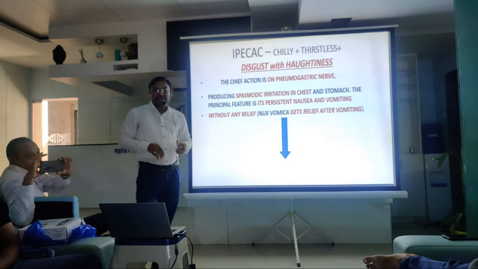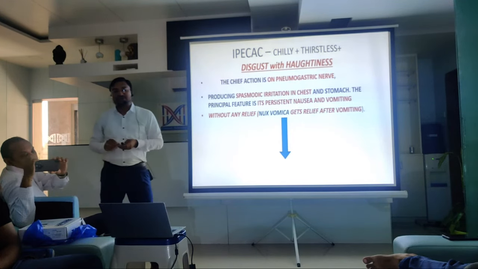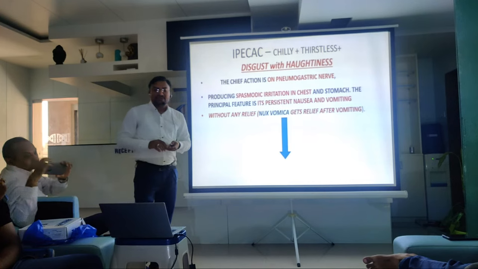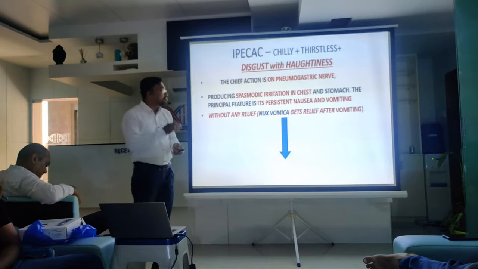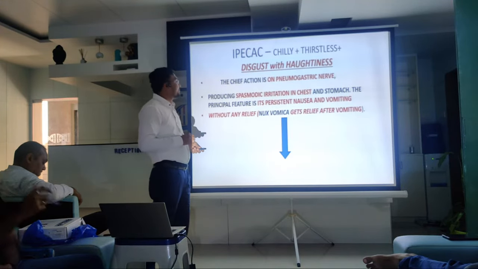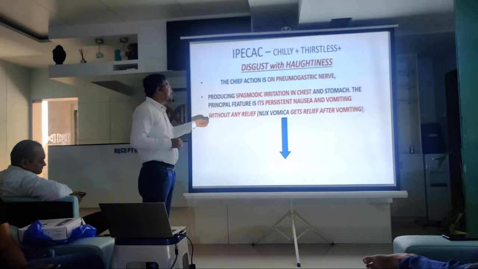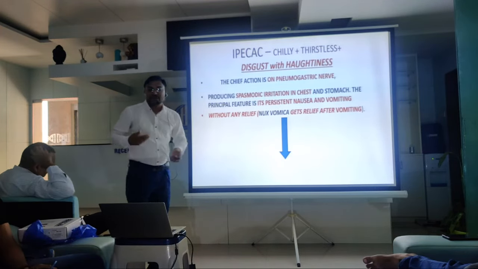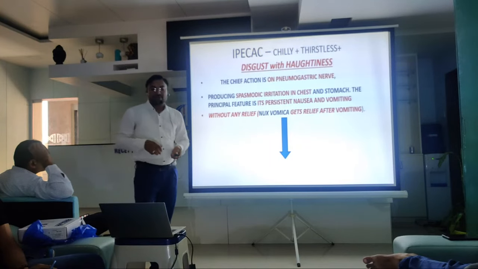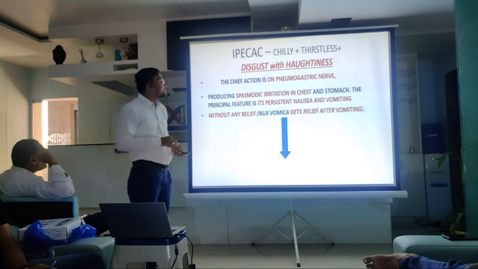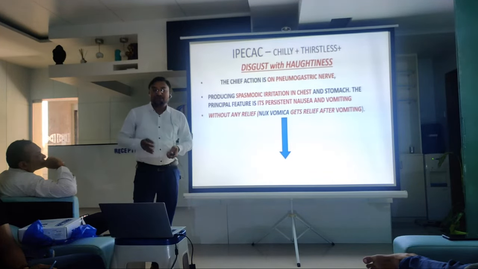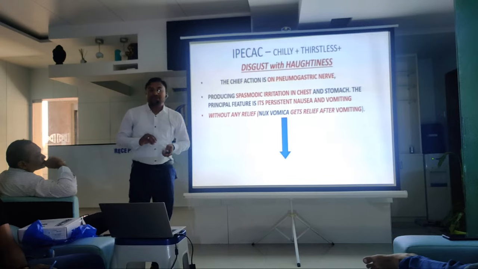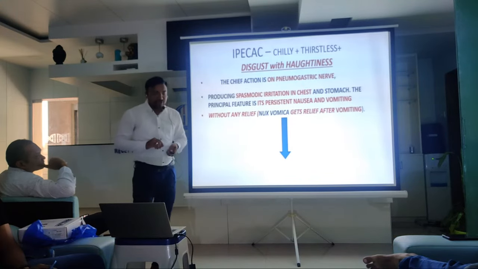So this is constantly concomitant with any pathology. If there is a cancer, or if it is metrorrhagia, brain tumor, whatever it is, if this feature is constant, you can think of Ipecac. And it is without any relief. So this is a constant discontent. There is no relief even from any emetic. Most cancer patients have taken chemotherapy and you can see that the patient has very severe nausea and vomiting. Nothing is controllable. One can think of Ipecac.